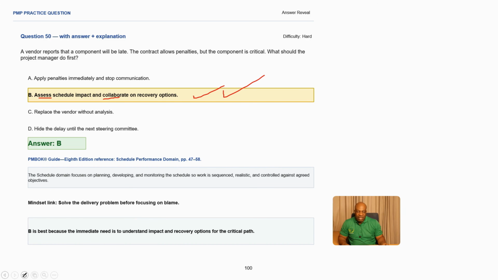And what is our reference here in our PMP book? It's the schedule domain. And the best mindset that we can apply here is solve the delivery problem before focusing on blame. This is the last option, to blame anyone in a project. Making B the best answer because the immediate need is to understand the impact and recovery options for the critical path. Making B the best answer.